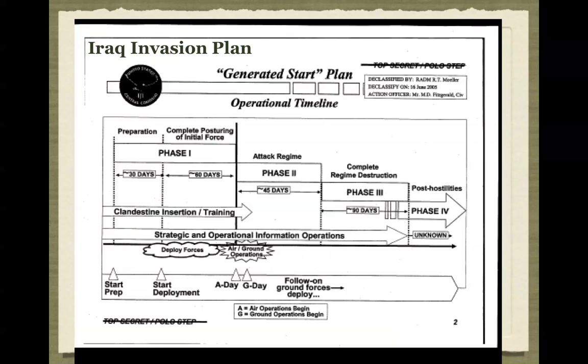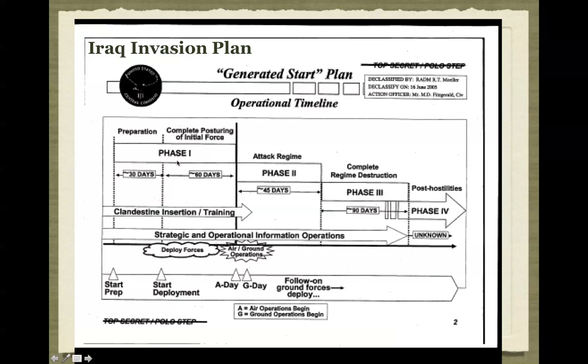Now, as we think about our maps and images, it's important to see how this operates in real time. The image you're looking at, the Iraq invasion plan, is a declassified document that was presented to the generals. Actually, it was presented to President Bush before he made the decision to invade. And this was essentially the plan to go into Iraq.